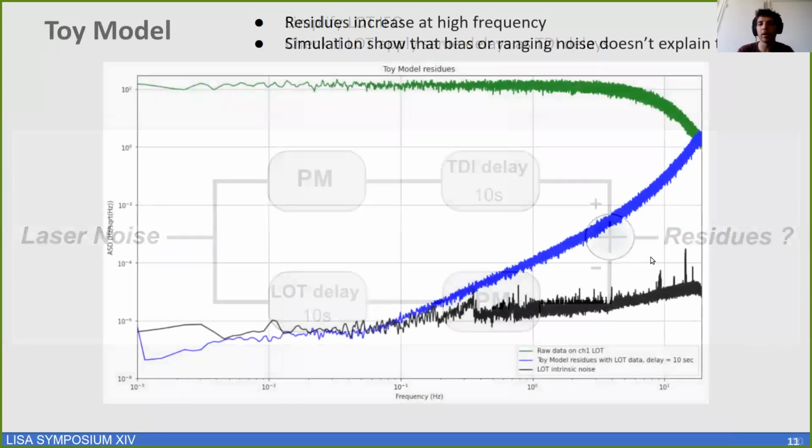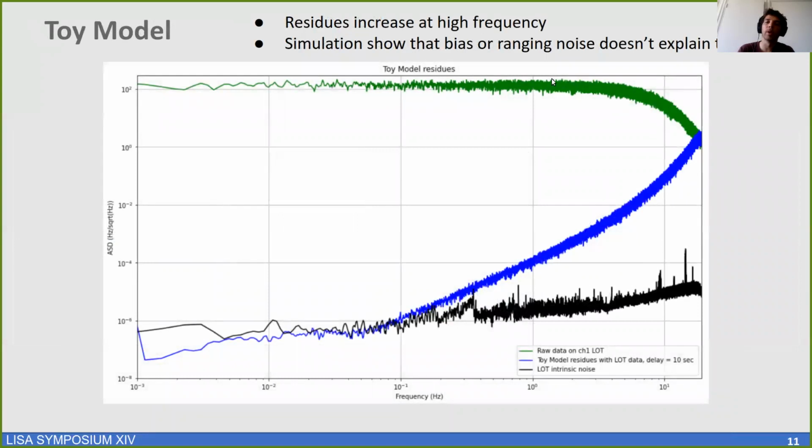And the result is here. In blue, we have the raw laser noise. In black, the sensitivity curve of this setup. And in green, we have the residue. We can see that we have the same increase at high frequency. We did some simulations to explain this curve with bias or ranging noise when we apply TDI, but no simulation can explain this shape.